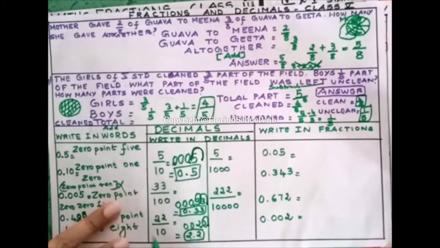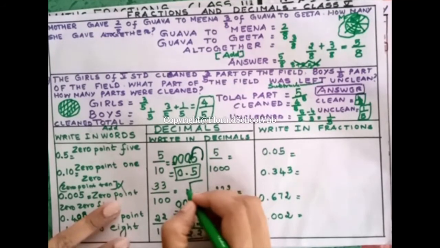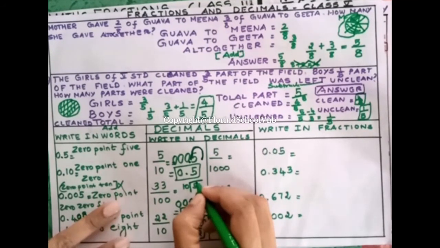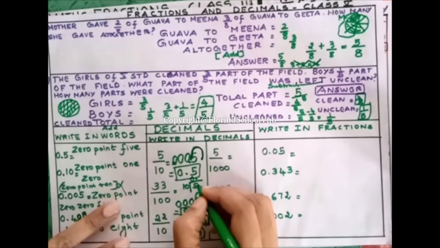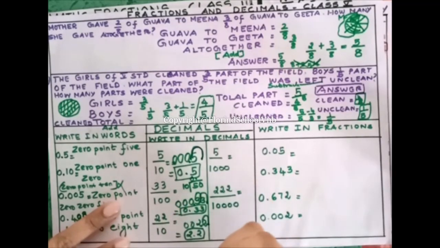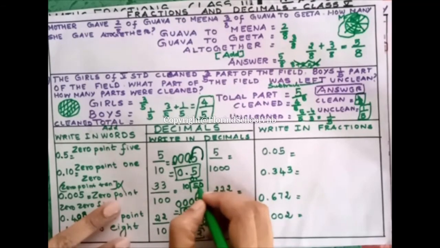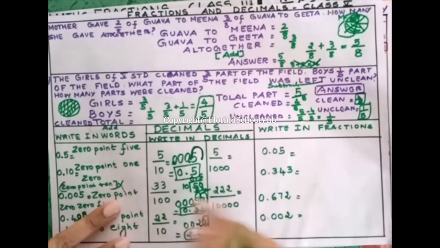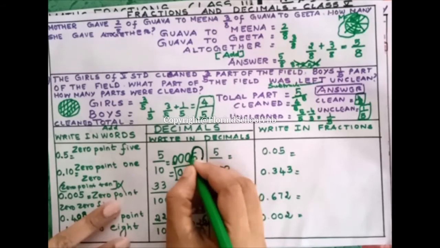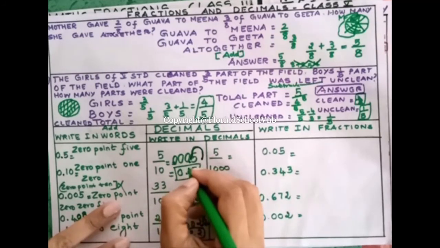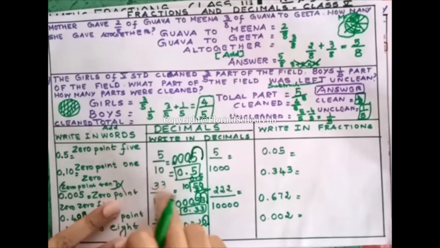Another way is divide 10 by 5. Okay, 5 will not go. So write a 0 and a point. Bring the, write a 0, then say 5 times it goes 50. This you can also do, but the easy way is keep a point, shift your point according to the number of zeros in the denominator. Okay.